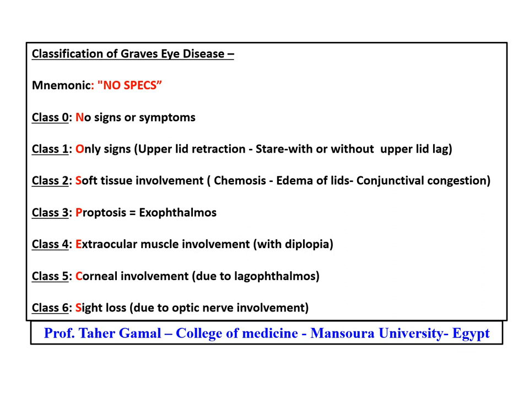Class 4, extraocular muscle involvement with diplopia. Class 5, corneal involvement due to lagophthalmos. Class 6, sight loss due to optic nerve involvement.